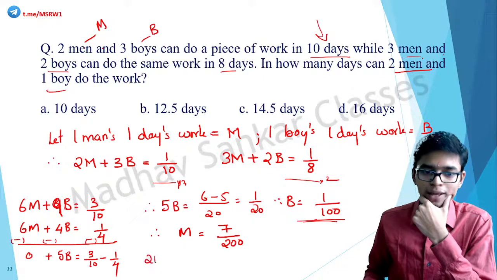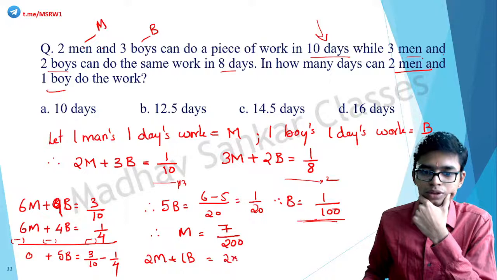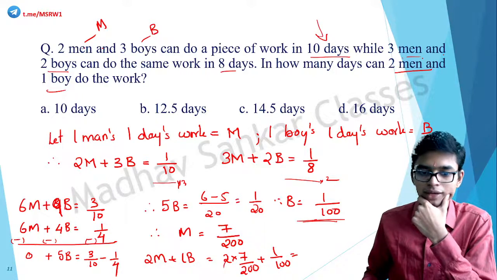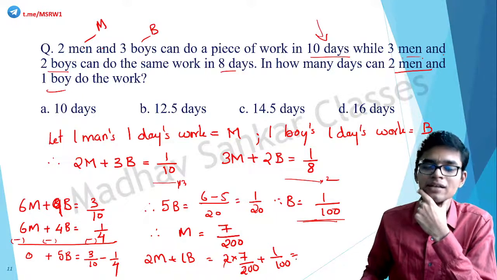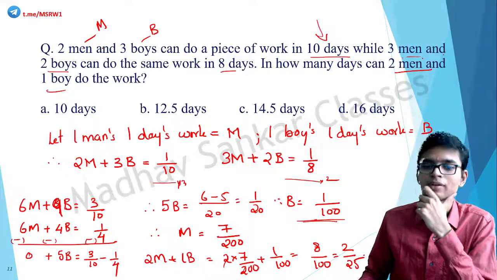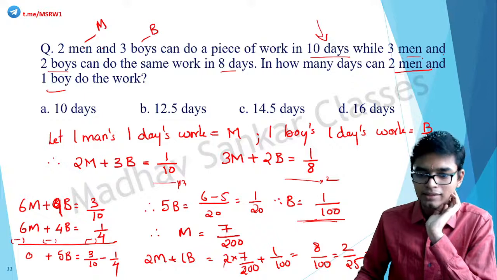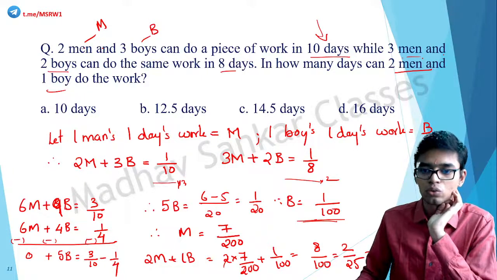So, 2 men plus 1 boy is equal to how much? 2 into 7 by 200 plus 1 by 100 is equal to, this 2 and this 2 cancel. So, 7 by 100 plus 1 by 100 is equal to 8 by 100, is equal to 2 by 25. Correct? This implies 25 by 2 days.